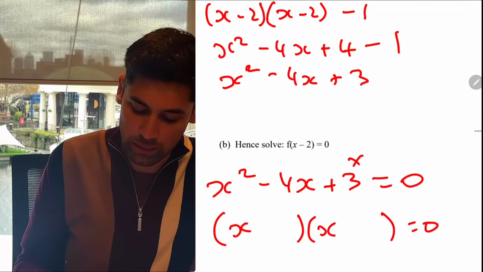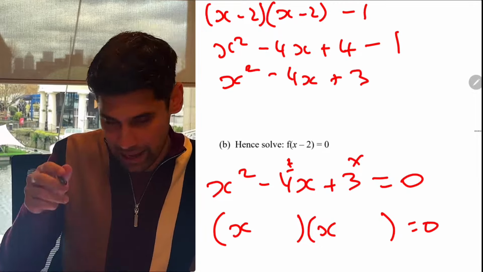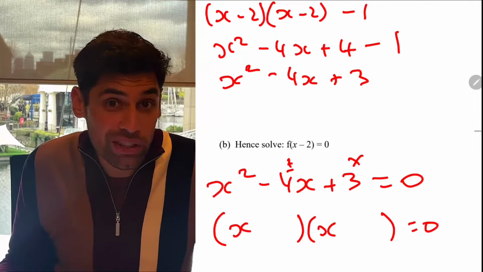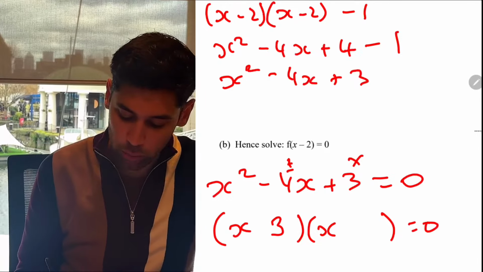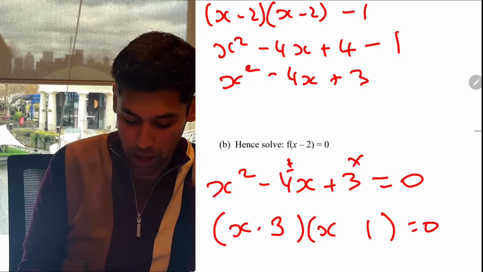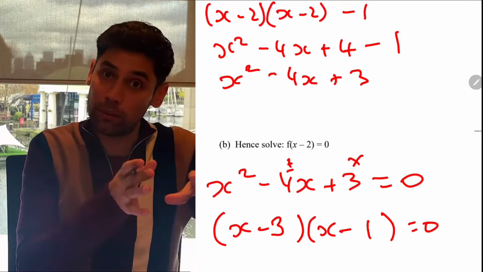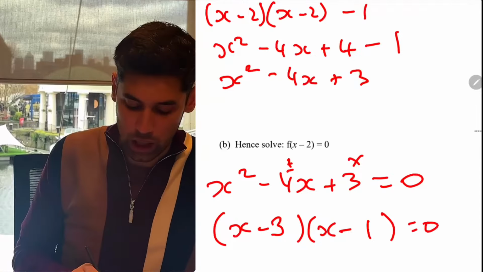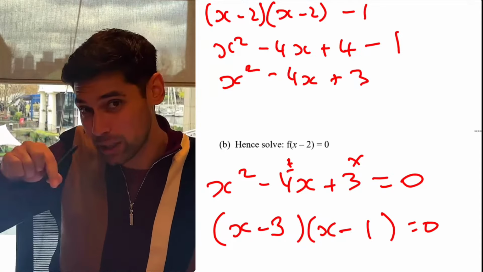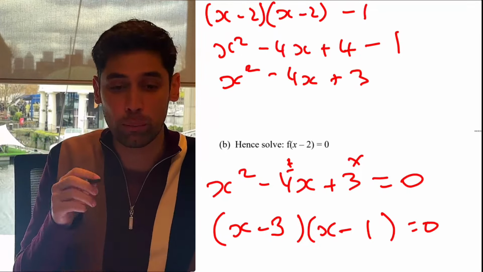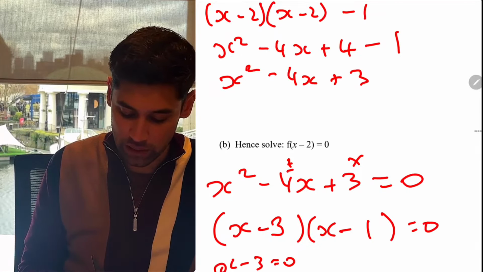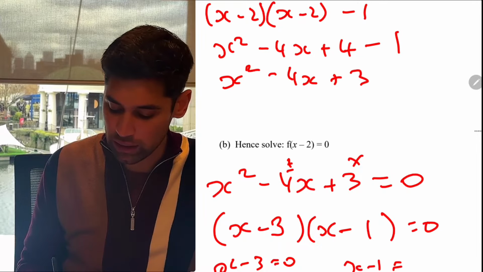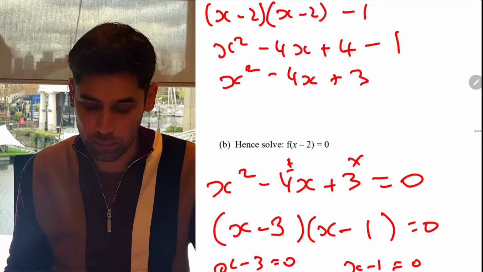So what times it together to make 3, or adds or subtracts, and adds or subtracts to make negative 4? It's going to be 3 and 1. Obviously there's only one pair of numbers that times together to make 3. 3 and 1. So it's going to have to be 3 and 1. What combination of 3 and 1 makes minus 4? It's going to be minus 3, take away 1. So you're starting at minus 3 and you're going even further down. And then to find out what x actually equals, to solve it, you make each individual bracket equal to 0. X minus 3 equals 0. X equals 3. X minus 1 equals 0. X equals 1.